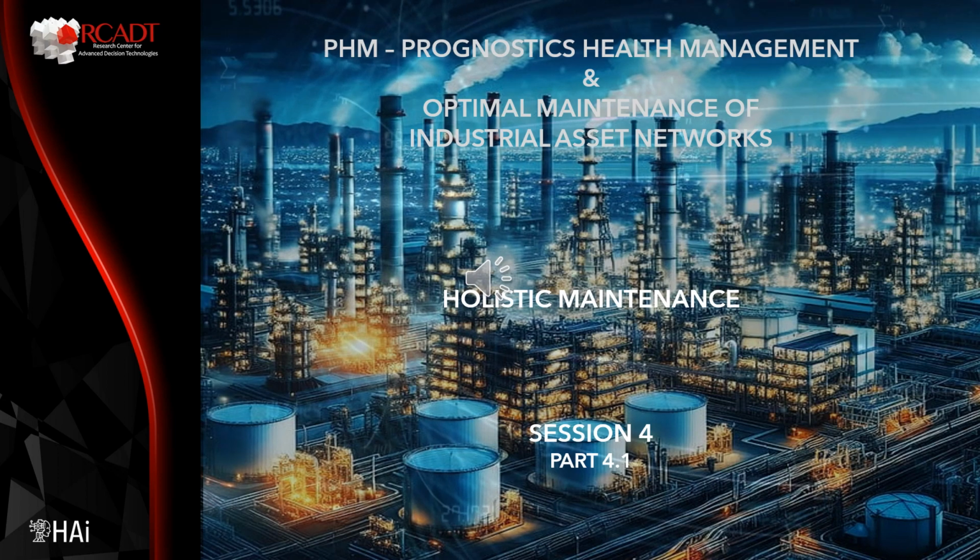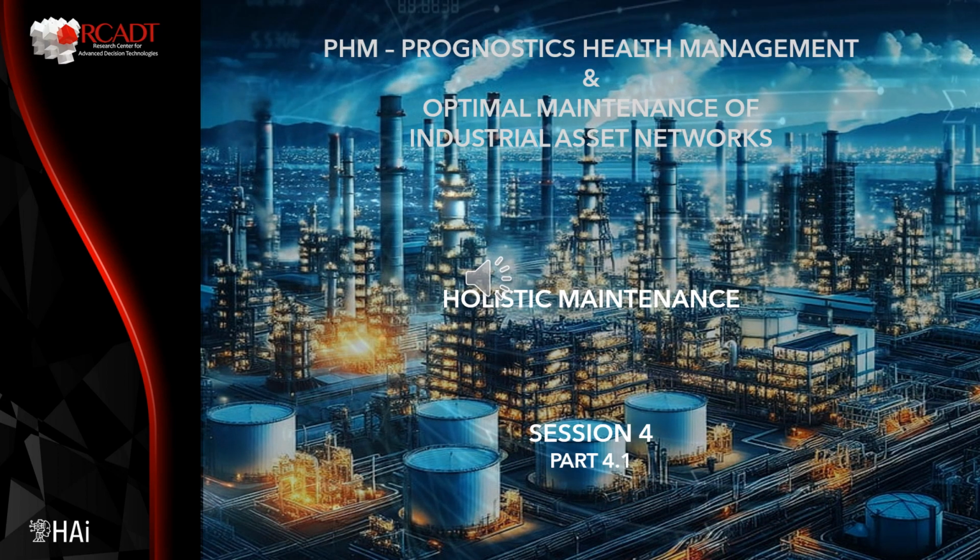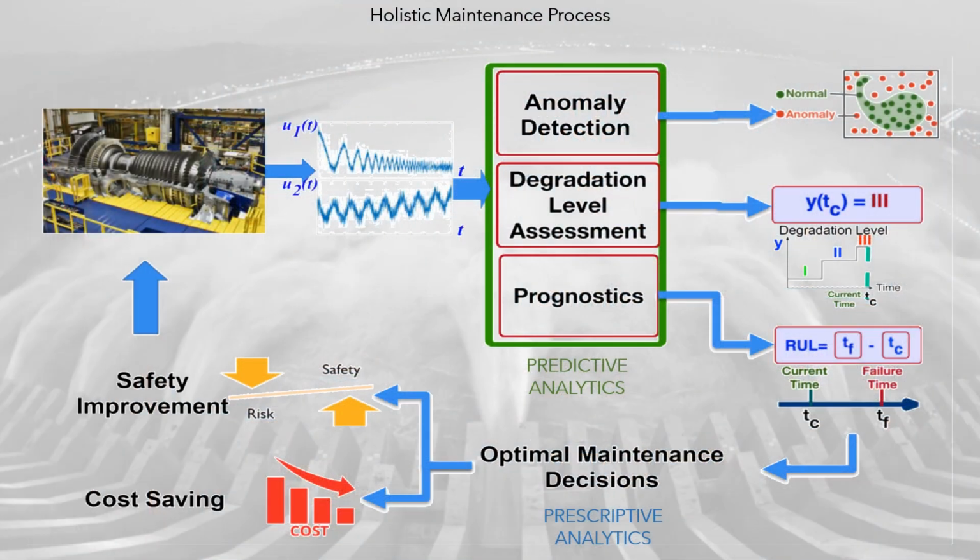Holistic Maintenance. Session 4 Part 4.1. The holistic maintenance process involves an integrated view of the two problems that must be faced. Starting from the study of the behavior of each component that may fail in an industrial system, to reaching the decision-making on what should be done with each asset in the short or medium term. This implies that two types of models must be combined: predictive analytics and prescriptive analytics.